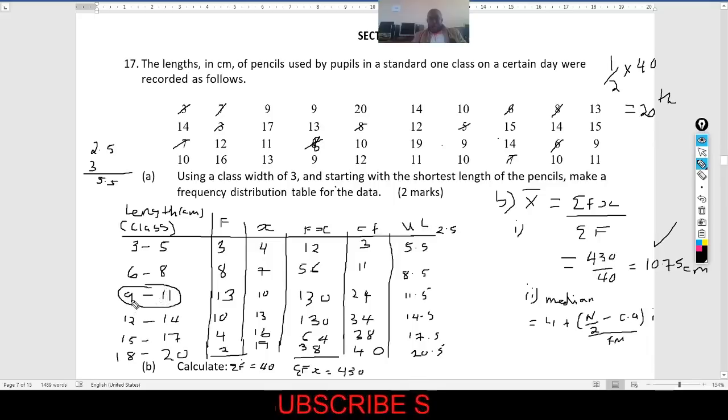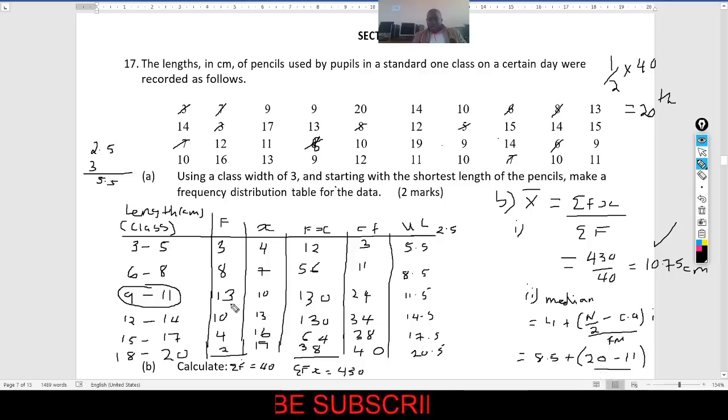Now the lower limit of the median class is 8.5, so the median equals 8.5 plus, you have cumulative frequency 40 divided by 2 is 20. 20 minus cumulative frequency above this median class. Cumulative frequency above is 11, so you minus 11 all over frequency of the median class.